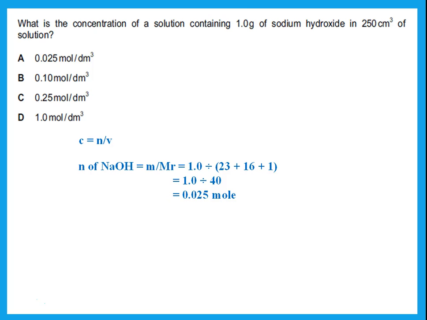He wants concentration. Concentration is number of moles over volume. Remember, the volume that is put into the equation has to be in decimeter cubed. He gives me the volume in centimeter cubed. I have to divide by 1000 before I put it into the equation. So that comes out to this concentration, which is B. Okay.